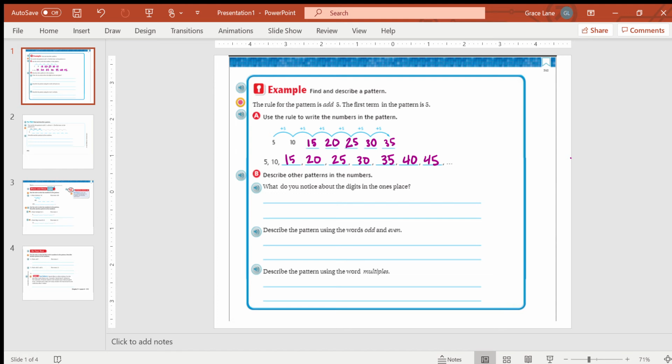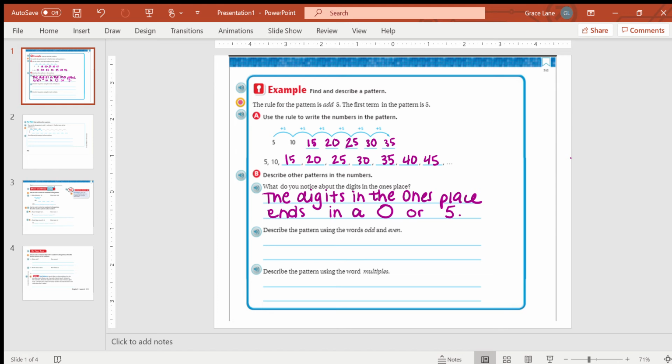What do you notice about the digits in the ones place? I notice that in the ones place, I can see that every number in the ones place ends in a 0 or a 5. Okay, then it says describe the pattern using the words odd or even. So look at your list of numbers. Do you notice anything about odd and even numbers?